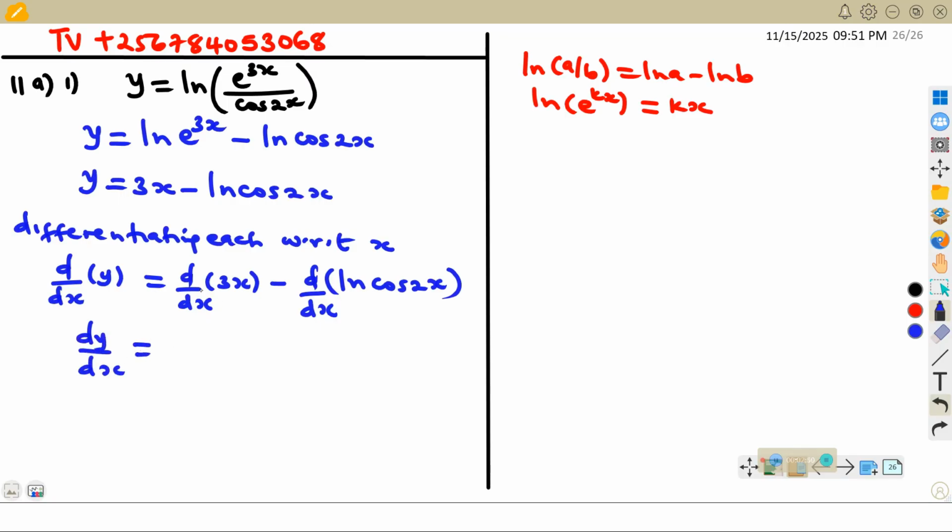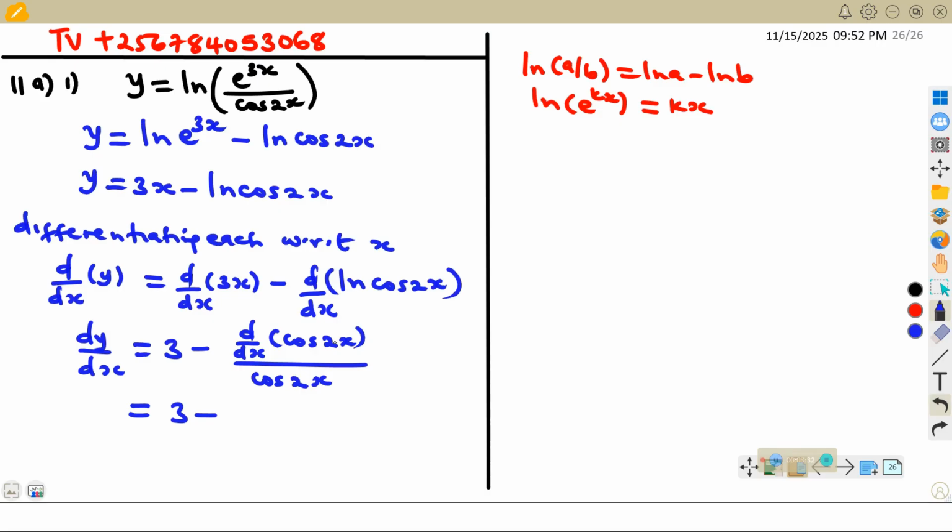This will be equal to, when you differentiate 3x, you get 3, minus, when you are differentiating ln of a function, you differentiate that function, then you divide by the same function. In other words, it is the same as differentiating cos of 2x, then dividing by cos of 2x. That is how we differentiate an ln function. So this will be 3 minus the derivative of cos of 2x. When you differentiate 2x, you get 2, so it is the same as applying the chain rule.